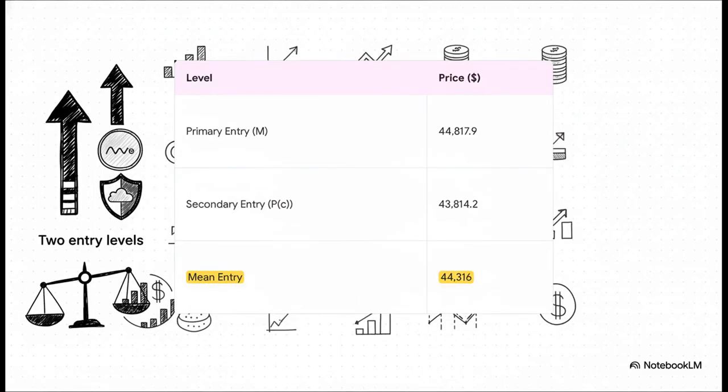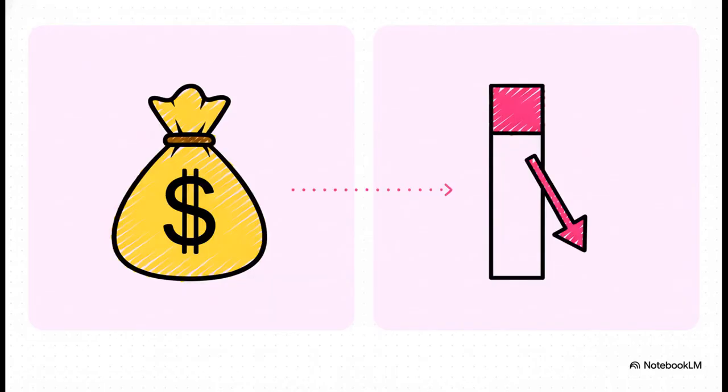Now, the plan actually defines two potential places to enter the market. The primary entry is set right here at level M. But, and this is a key part of the risk management, there's also a secondary entry defined at PC. This gives us a balanced mean entry price of $44,316. To make sure the documentation is consistent, the entire framework is based on a hypothetical capital of $100,000. And a really critical rule is the maximum allowed drawdown. In this case, it's strictly capped at 5%, which comes out to $5,000.